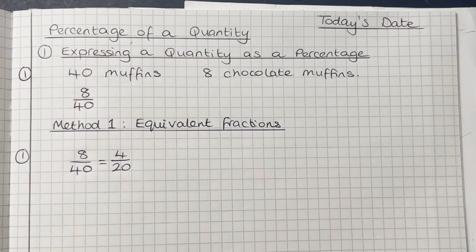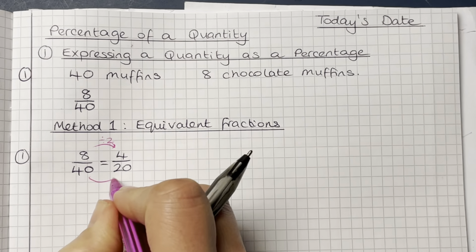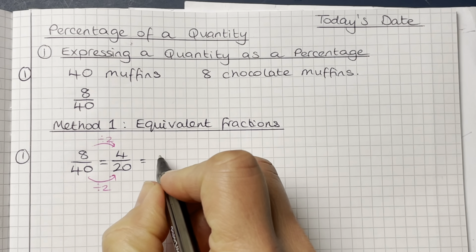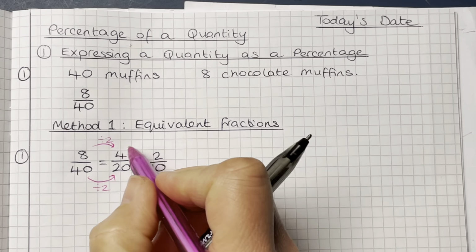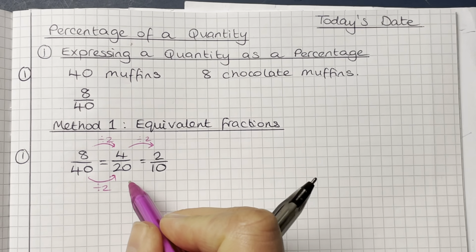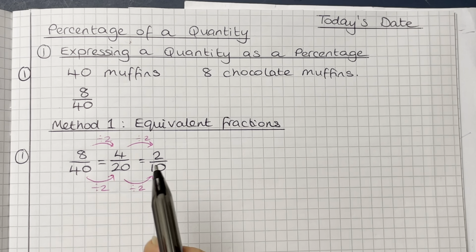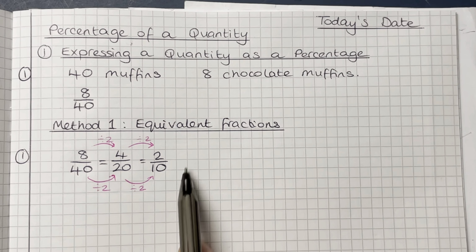That would give me 4 over 20 by dividing the numerator and the denominator by 2. If I do it again, because I've still got even numbers, 4 and 20 are both still even, I'm going to end up with 2 over 10. Now that's not my fraction in its simplest form. I could keep going and I would end up with 1/5.